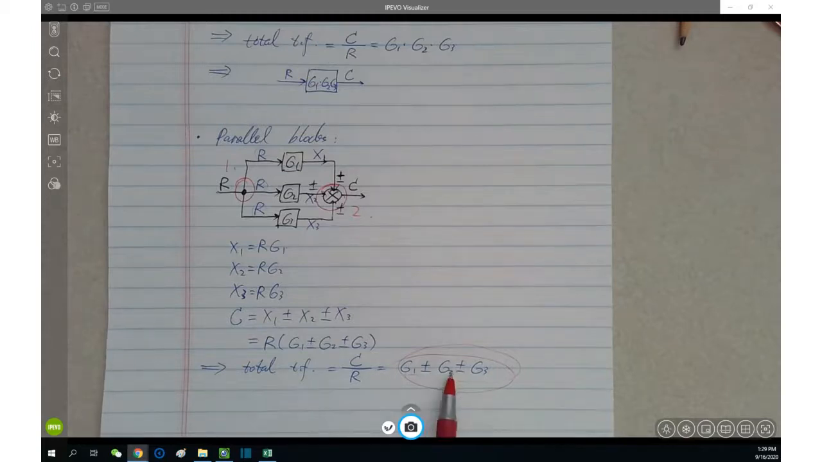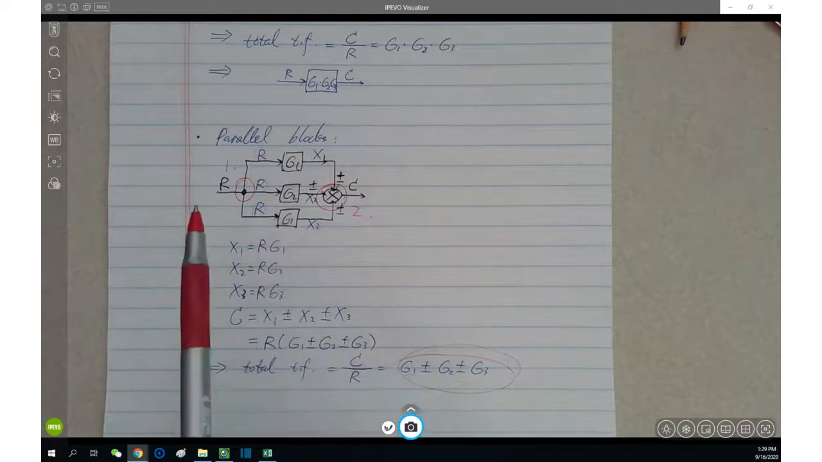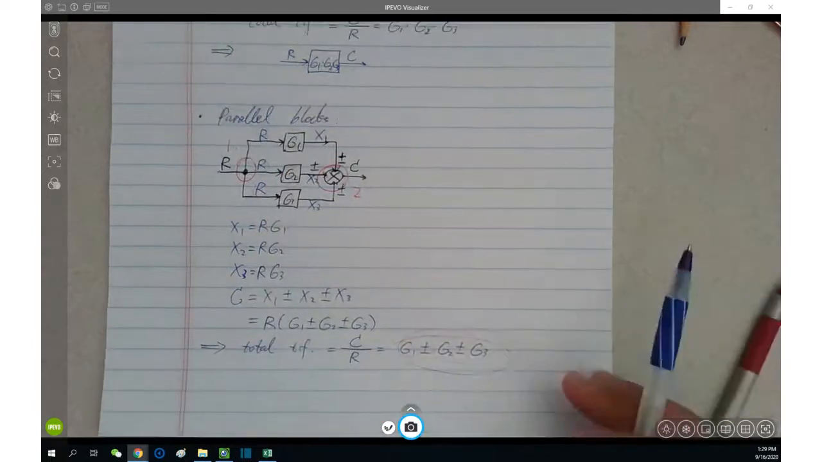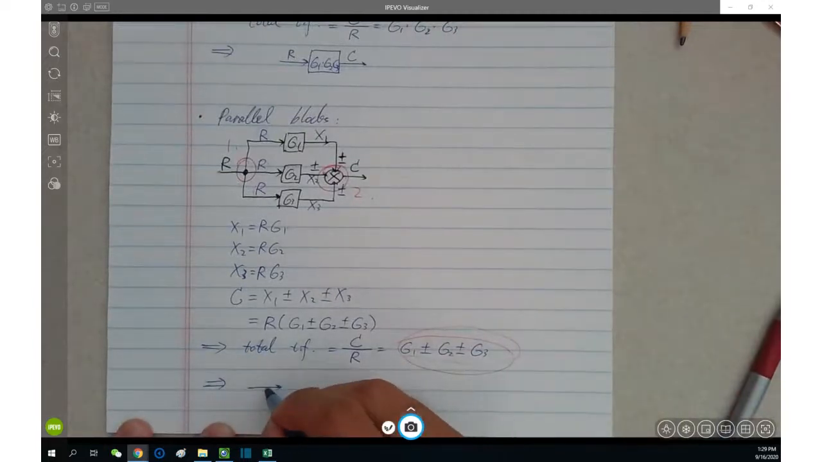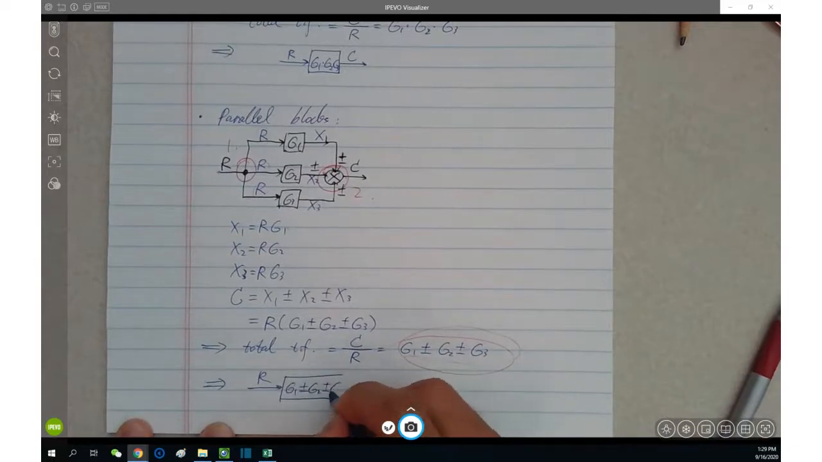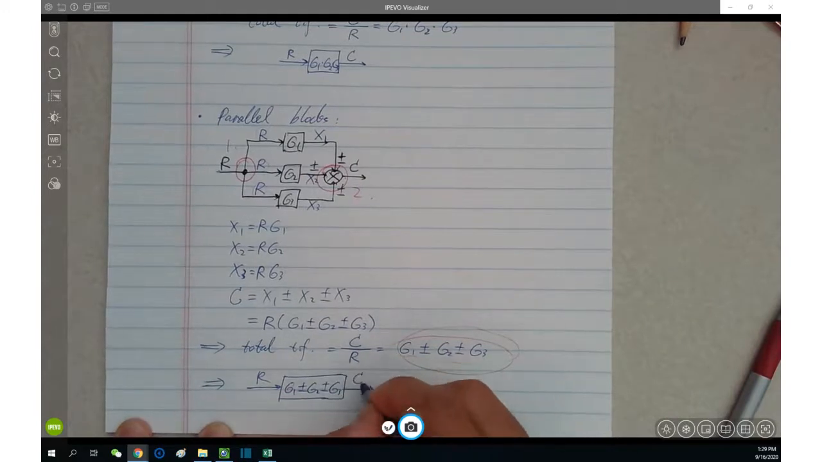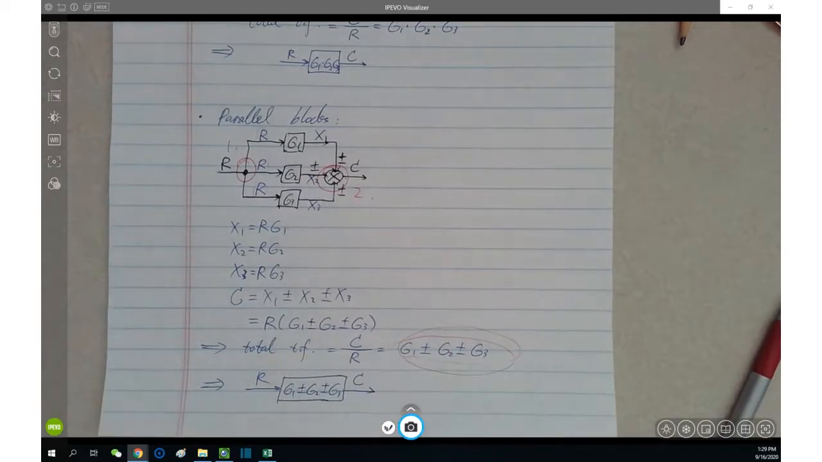Before this result, we have to, again, correctly identify the connection. Is it parallel or something else, all right? Of course, after this, it is G1, G2, and G3 like this. Okay, the equivalent total system block diagram is like this. One input, one output, and of course only one single total transfer function in the middle, right? This is a cascade and a parallel. Cascade and a parallel.